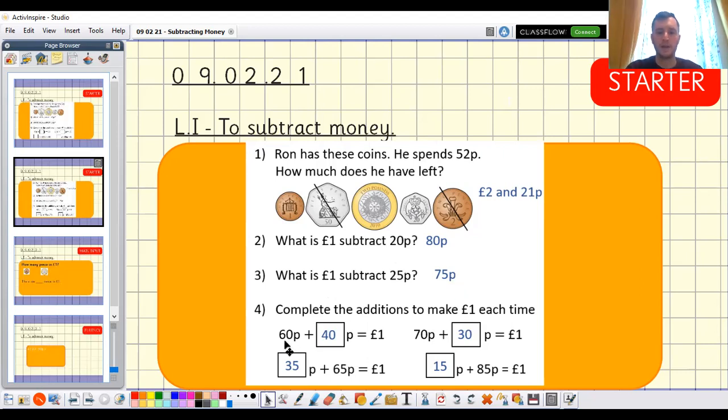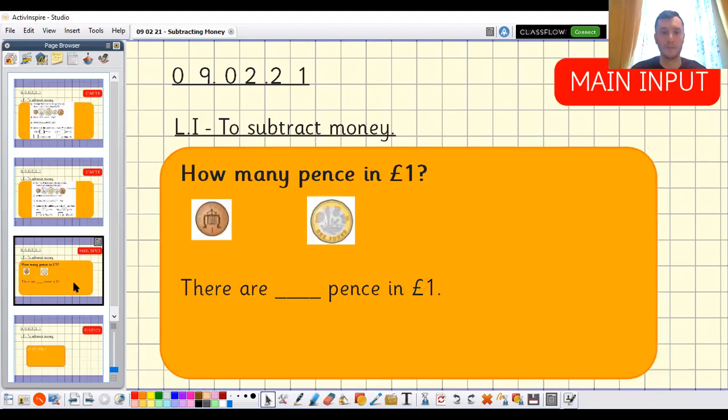The last one, it's a bit like number bonds to 10 or number bonds to 100 actually. 60 plus 40 pence equals £1 or 100 pence. 70 pence plus 30 pence equals £1. 35 pence plus 65 pence equals £1, and 15 pence plus 85 pence is equal to £1. You can see why that knowledge that 100 pence is the same as £1 is really useful, which is why we're going to look at that just now.